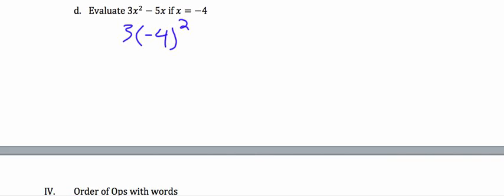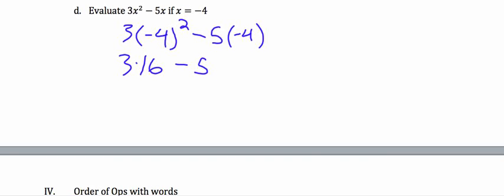Now the squared stays on the outside because I'm just replacing my x with a negative 4. But the reason I like to use parentheses is because now it's clear that I am squaring negative 4. So negative 4 times negative 4 is positive 16. A lot of people mess that one up.